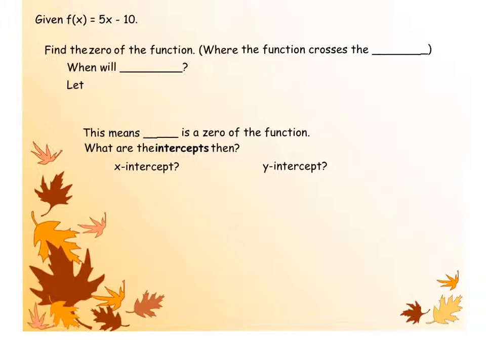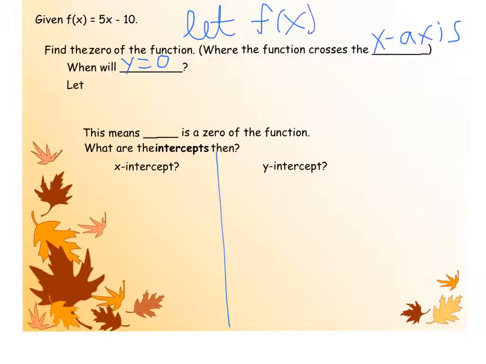Here, once again, we're using function notation. We're using f of x equals 5x minus 10. We want to talk about finding the zeros of a function, or in other words, where does it cross the x-axis? When will y equal 0 is another way to think about that. What we need to do here, and we'll illustrate the difference down in the bottom, is let f of x equal 0.